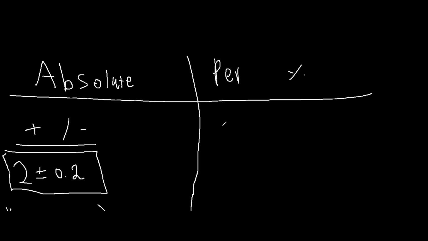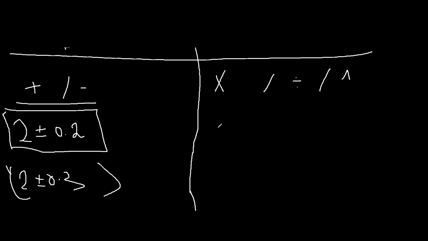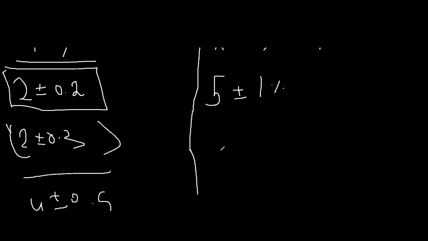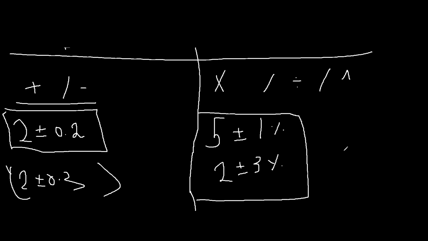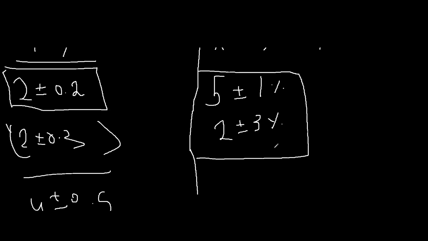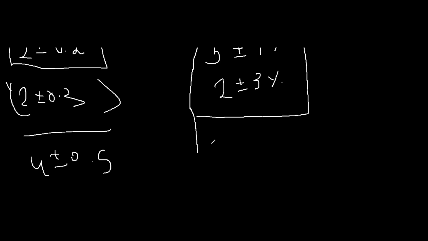On the other hand, percentage uncertainty is used for multiplication, division, or exponentiation. And it is always relative to a number. For example, a number such as 5 plus or minus 1%, or 2 plus or minus 3%. Now this is useful because when we multiply, divide, or exponentiate, usually we add them together, or for exponentiation we multiply, which is again gone over in other videos.